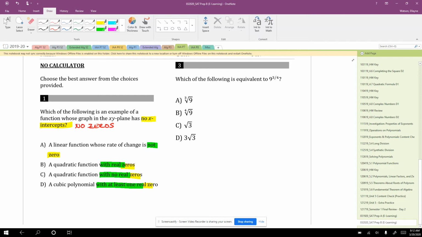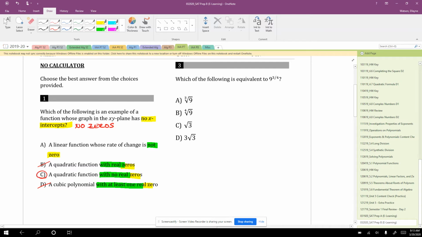So no x-intercepts means no zeros, because intercepts are going to be the same as zeros, right? A zero is when you set the function equal to zero, you set y equal to zero, and you solve for it. So if there's no zeros, then we can get rid of B because that has a zero. We can get rid of D. So we're left with A and C. The obvious choice here is C because it specifically says no real zeros, and that is the correct answer.